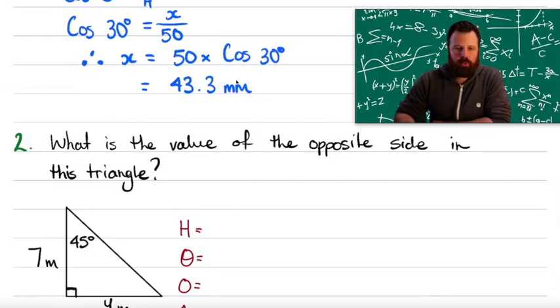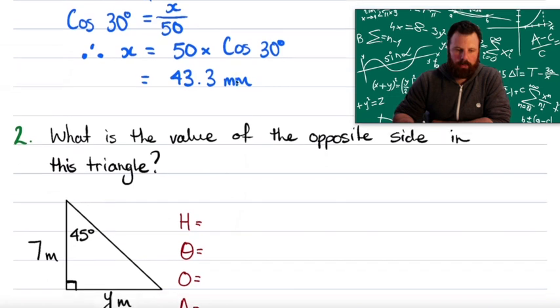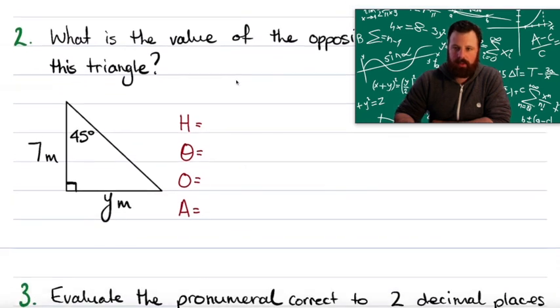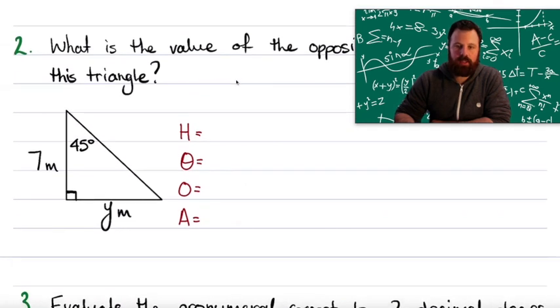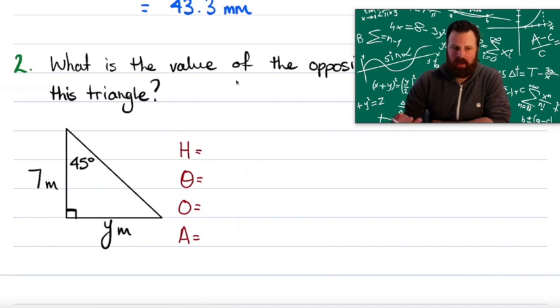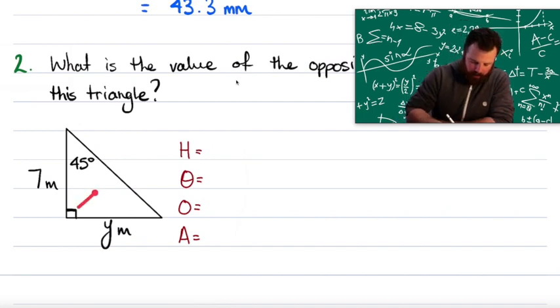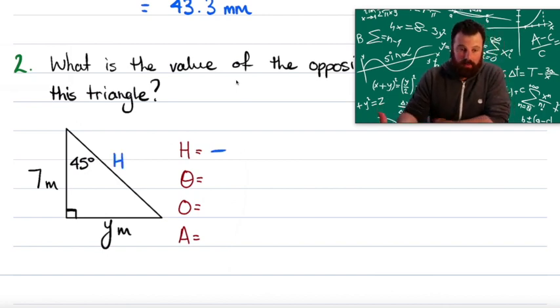Alright guys, example 2 here says: what is the value of the opposite side in this triangle? So again, like always, the first thing that we're going to do is identify our information. Our hypotenuse is the side on the other side of the triangle to the right angle, sorry. So there's our hypotenuse, and in this case it is blank.